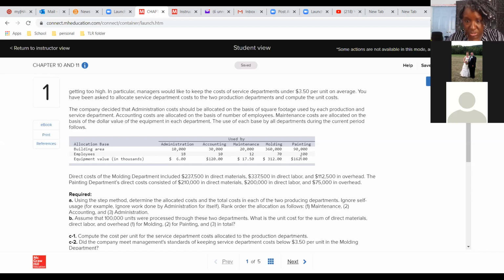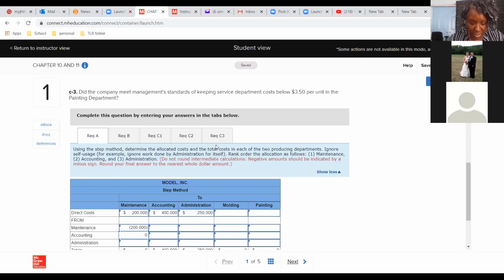So if I have $600 is the cost that we're using to allocate, I need to divide that by the 120, which is the accounting. So if I take 120 and divide it into 600, I should come up with my number. Good, I get 0.20. So 0.20, and I'm gonna multiply, hopefully this works, multiply times the 400. See.